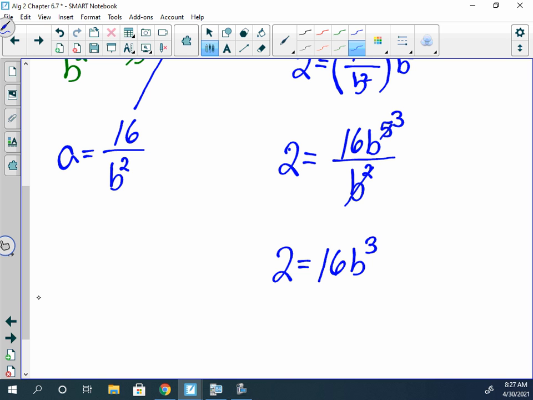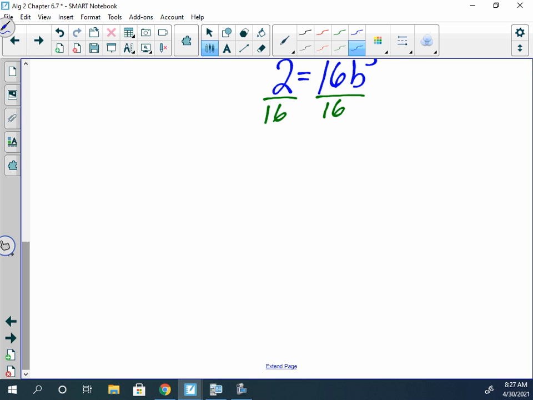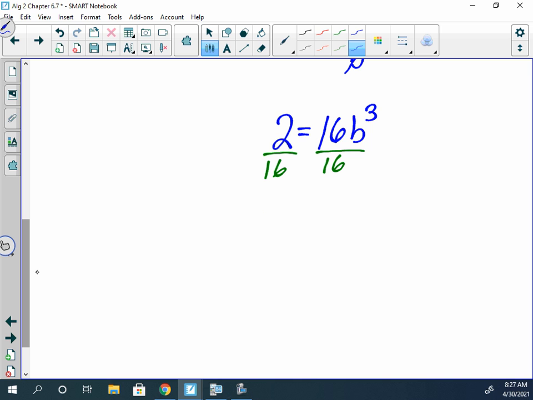Now, you didn't have to write out this middle step here, because if we know that b to the 5th is going to be over b squared, we can go on and simplify that out there. Now, we still need to solve for the value of b. So we can do what? Divide both sides by 16, and we'll have b to the third is equal to 1/8.